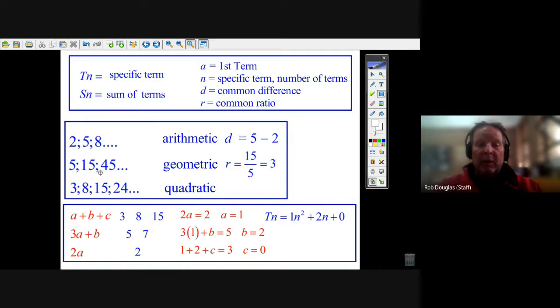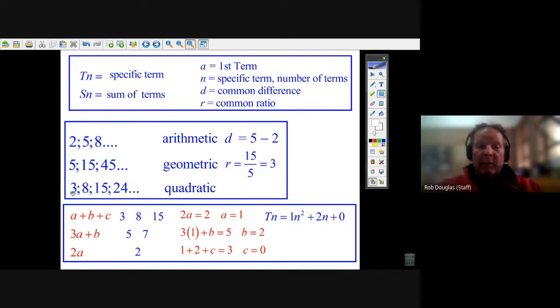Now, geometric means if I divide the two, T2 divided by T1, I get the common ratio, which is 3. So I must be multiplying by 3, 5 times 3. And T2 over T1 should equal T3 divided by T2. Well, 15 divided by 5 is 3, and 45 divided by 15, that's 3. That's called the common ratio.